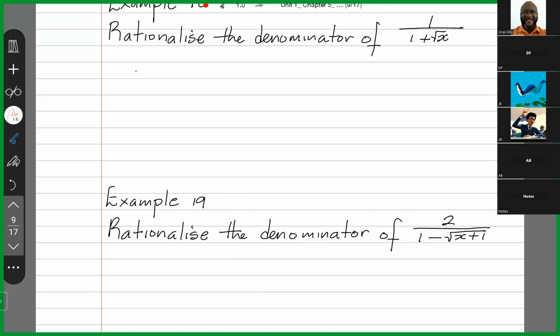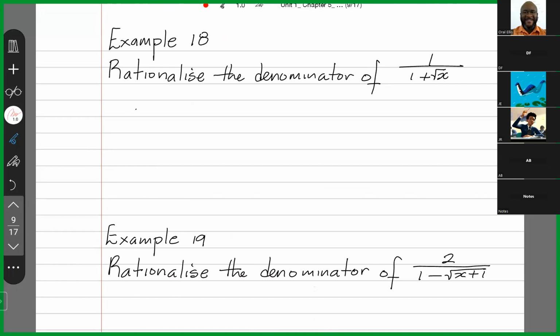Example 19, 18 first. We're rationalizing the denominator of 1 over 1 plus root x. I'm going to multiply the numerator and the denominator by the conjugate of the denominator. Of course, I'm going to end up at the top with 1 minus root x. And in the bottom, I'm going to end up with 1 minus x. So it's 1 squared minus root x squared. And of course, root x squared is just x. So it's 1 minus the root of x over 1 minus x.